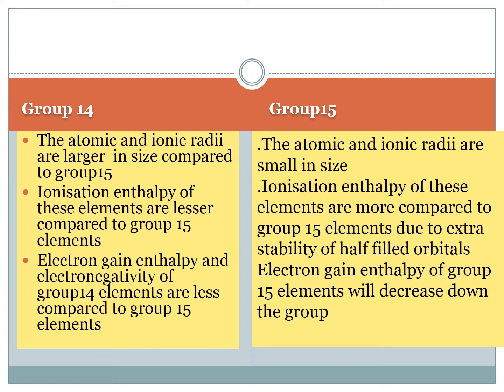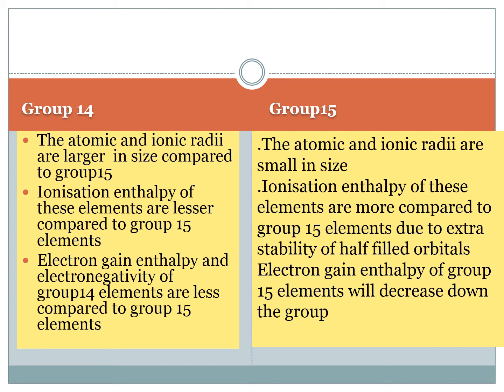On comparison with group 14, you find that group 15 elements have small sizes in their atoms, due to which ionization enthalpy is considerably high. In addition to that, the p orbitals are half filled in these elements, due to which they have high values for ionization enthalpy.